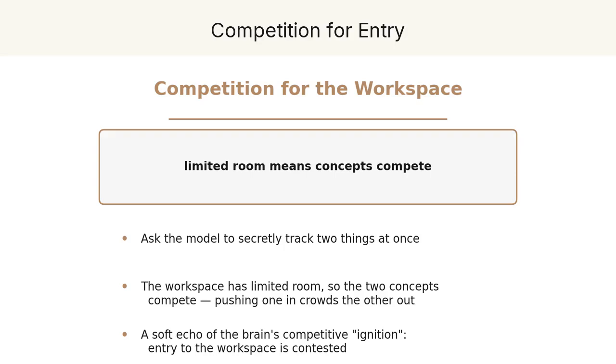The researchers test this directly by asking the model to secretly track two separate things at the same time, two covert tasks running in parallel. What they see is exactly the tug-of-war you'd predict. Pushing one concept more strongly into the workspace tends to crowd the other one out. It's a soft echo of what neuroscientists call ignition, the sharp, competitive moment when one representation wins access to conscious broadcast and others are suppressed. It's not a perfect match to the brain's dynamics, but the competitive flavor is unmistakably there.